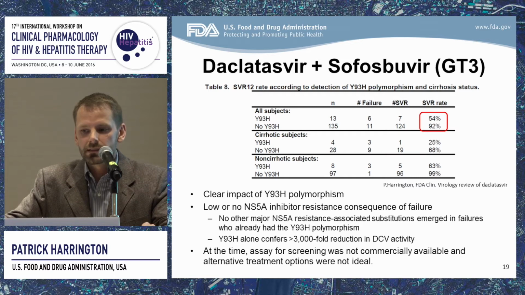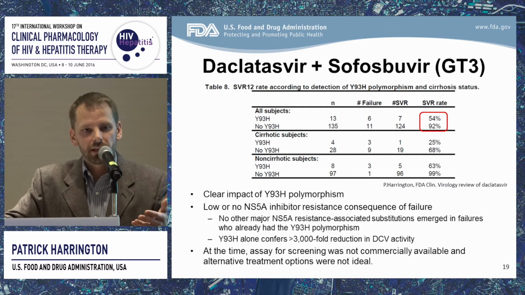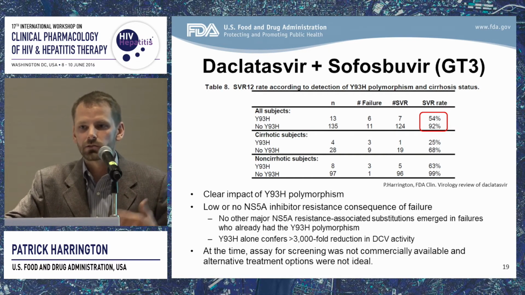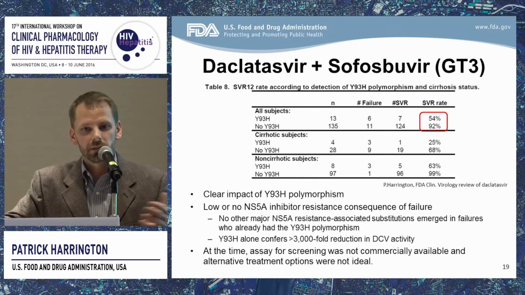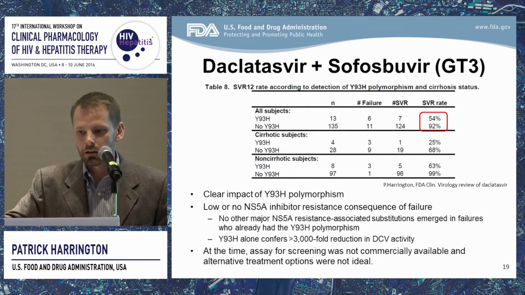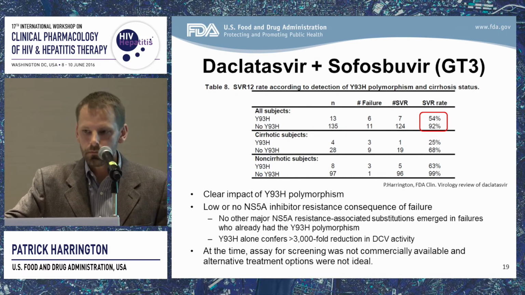So for those reasons, the label is silent on a screening recommendation, but the data are presented in the label so that on a case-by-case basis, a clinician can decide to screen for this polymorphism to guide treatment decision-making. And today, there are some assays that are commercially available for genotype 3.